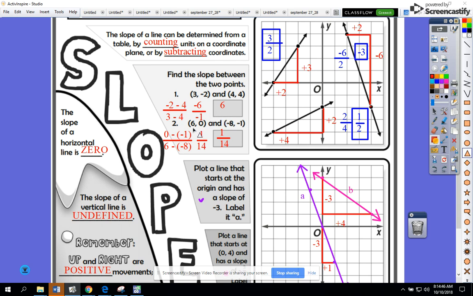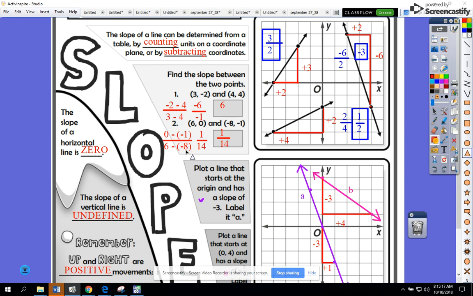If we had the points (6, 0) and (-8, -1), again, I could graph them and then count the rise and run on a coordinate grid if I wanted to. I could also go ahead and find the change by subtracting your y's and then your x's. So if I look at my y coordinates, that represents, again, the vertical change, how far up and down it's going. So if I look at 0, -1, I do 0 minus -1. Of course, 0 minus -1 is really 0 plus 1. So that's going to give me 1.